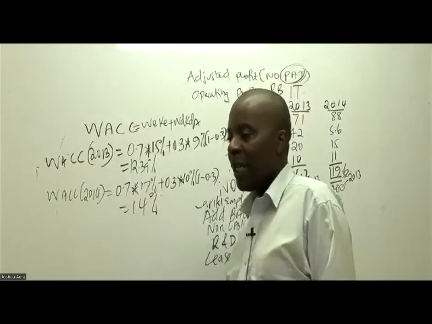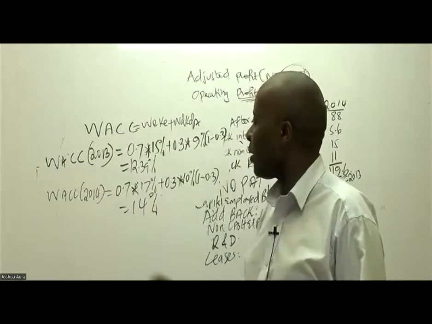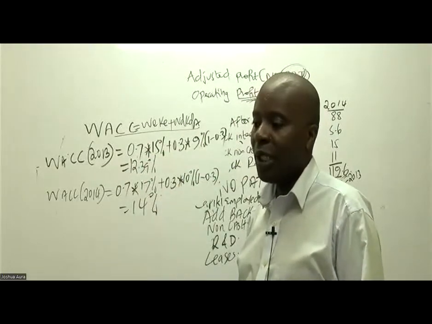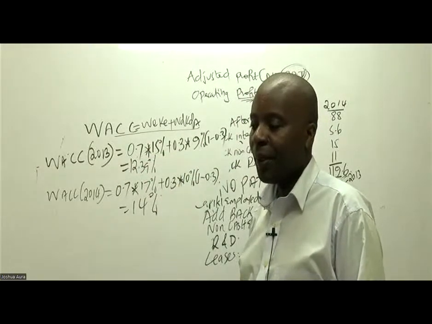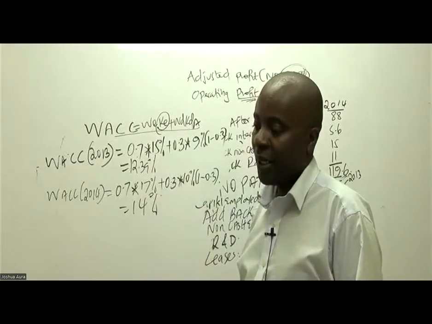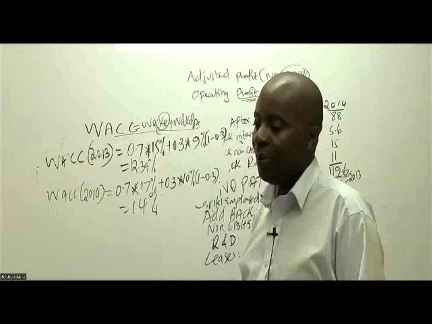It is 14%. So I can see Fatma saying she's lost. Fatma, it's about following this. Are you able to see the weights? Do you know the meaning of KE? KE is cost of equity.